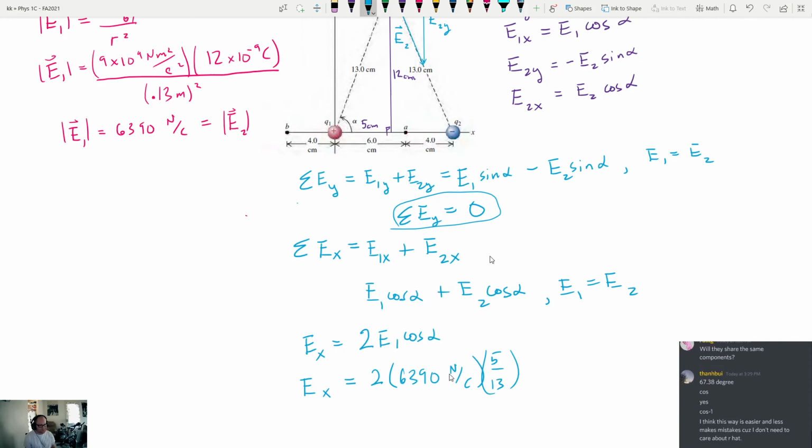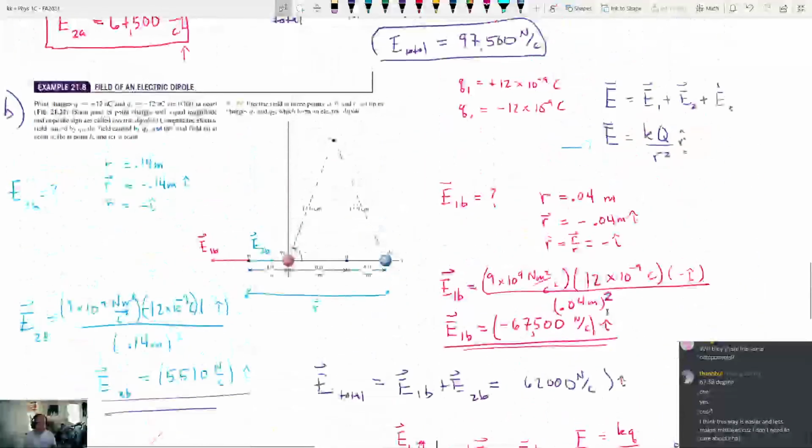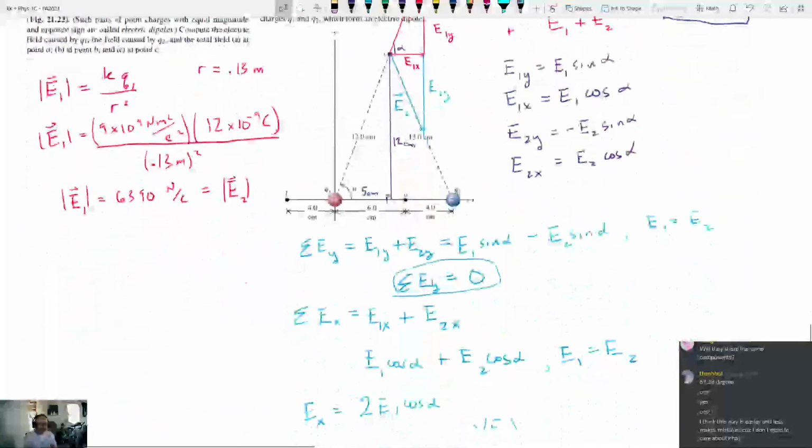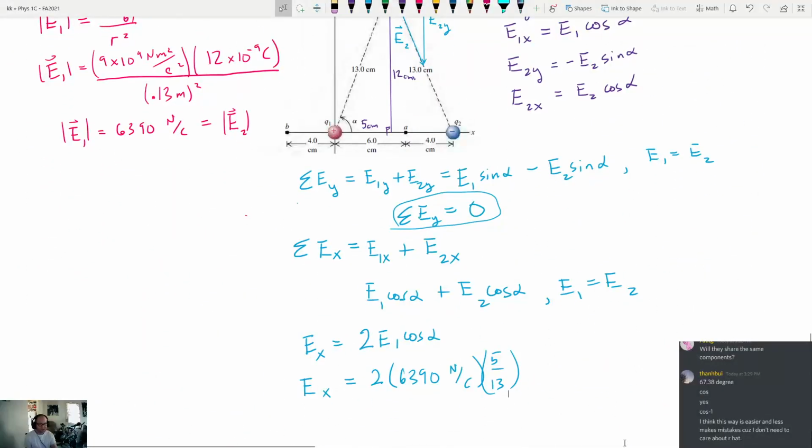You think this way is easier and less prone to mistakes because I don't need to care about r hat? Yeah, I agree. 100% agree. But I like to show things different ways because there's actually a lot of people that would much prefer to do it this r hat method. And I'll show you how to do that here in a second. But you see what I mean? It just really depends on what you're comfortable with. And for you, this method is easier.